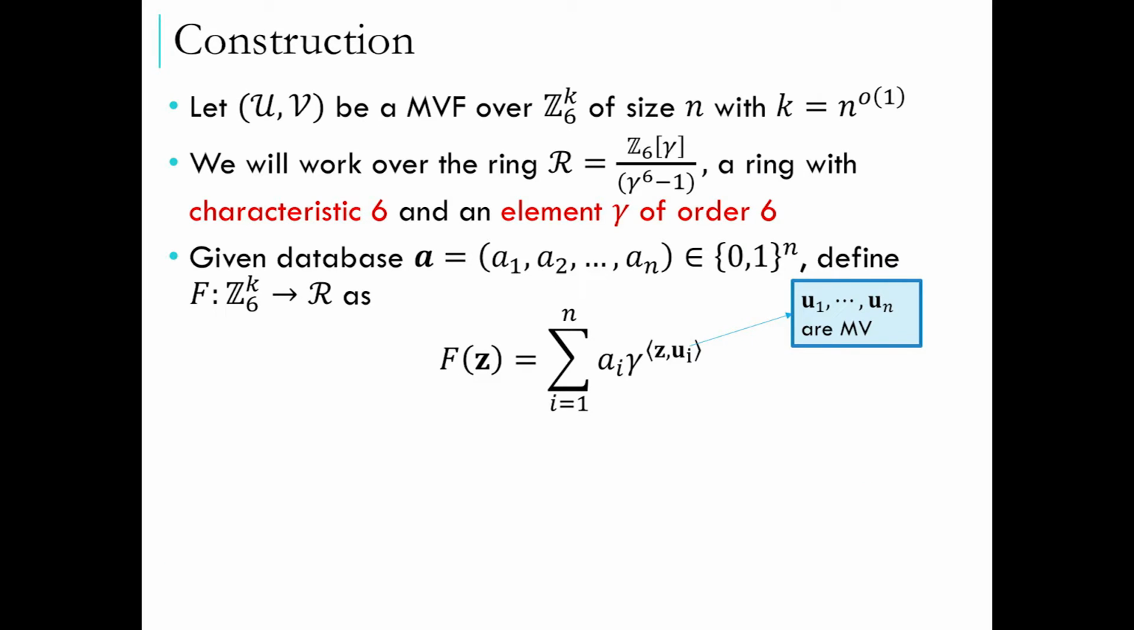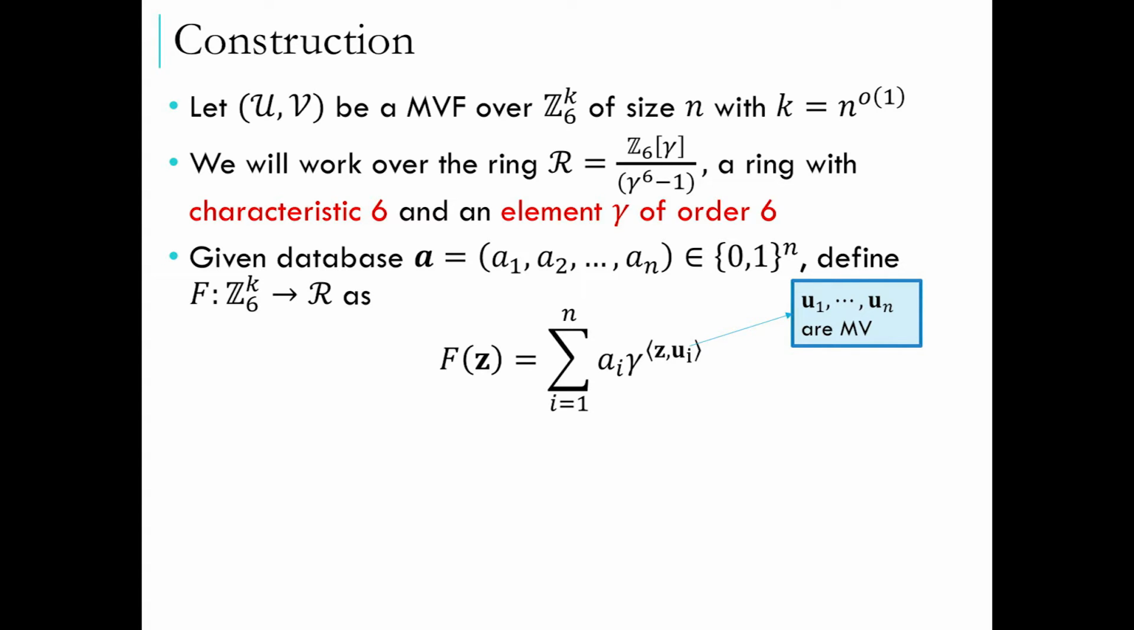Okay, so how do we construct this protocol? We start with this matching vector family promised by Grolmusz. It's of size n, and the dimension k is n to the little o(1). And we will work over the ring R, which is formed by adjoining an element gamma of order 6 to the ring Z6. So these are just polynomials in gamma with coefficients in Z6, but gamma has order 6, so gamma to the 6 is 1. So this is my ring R. All the things I define, the polynomials, will be over this ring R.